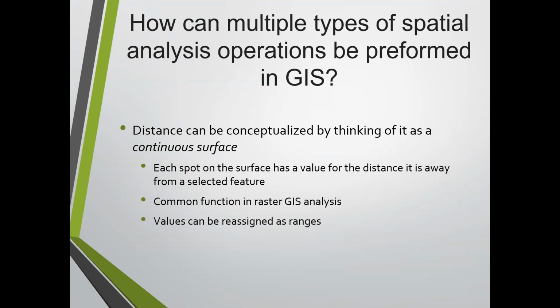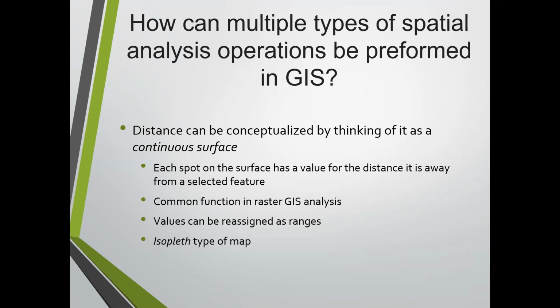And the values can then be reassigned to ranges. In other words, you can say that the distance from 0 to 1 mile is a value of 1, and then from 1 mile out to 5 miles is a value of 2, and then from 5 miles out to 20 miles is a value of 3. So that's what we can do by ranging. And this concept is what's known as an isopleth map.